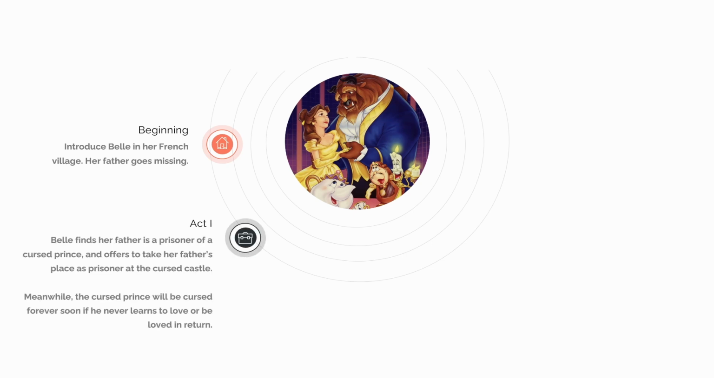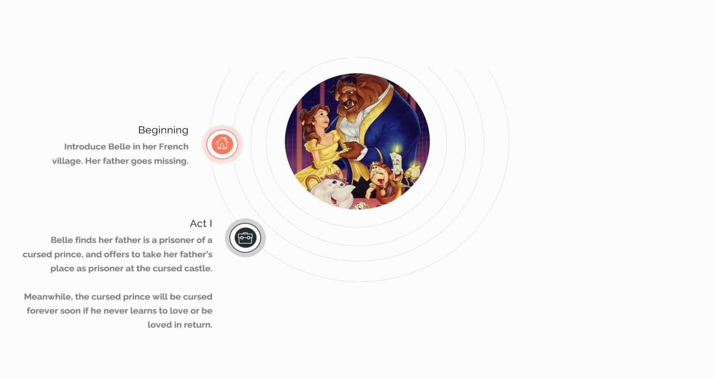So let's take an example, one of my favorite movies from childhood, Beauty and the Beast, and I'm choosing the animated version because I want to. And so we have the beginning. So the beginning of the movie, we introduce Belle in her French village, and her father goes missing. That's the inciting incident. Her father goes missing. The beginning is within Act 1, but I'm just going to break it up a little bit more because it's a little bit easier to follow if you're new to designing acts.